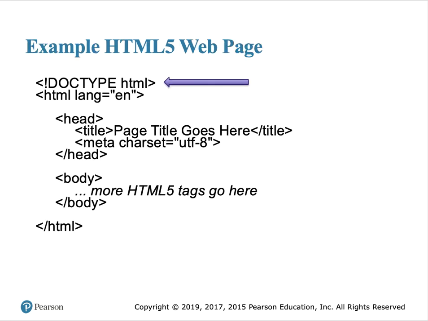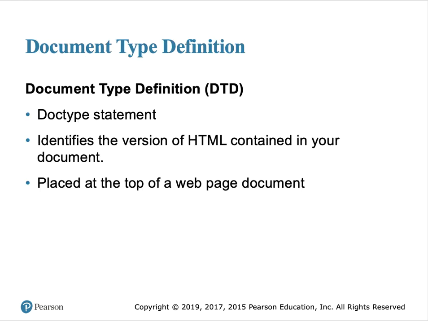Here's an example of the HTML5 template. You should commit this to memory, and if you are taking notes, write this down as it is the foundation of all websites. We are going to break it down line by line, starting with the first line that shows the doc type. The document type definition, also referred to as the DTD, tells the browser what version of HTML you are using. It is placed at the top of every web page.